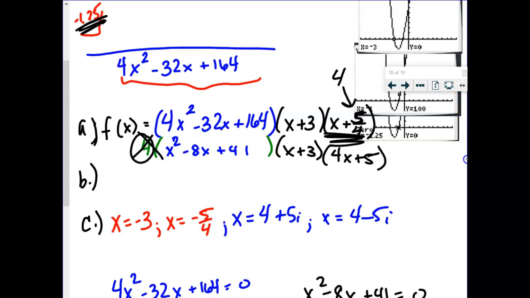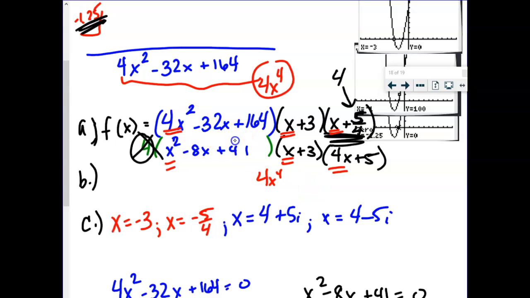Here's how I'm going to prove it to you. What's your lead coefficient on this one? This is a 4x squared times an x times an x. It is a 4x to the 4th. What's your lead term here? X squared times x times 4x. That's a 4x to the 4th. What was the lead term on your original polynomial here? 4x to the 4th.